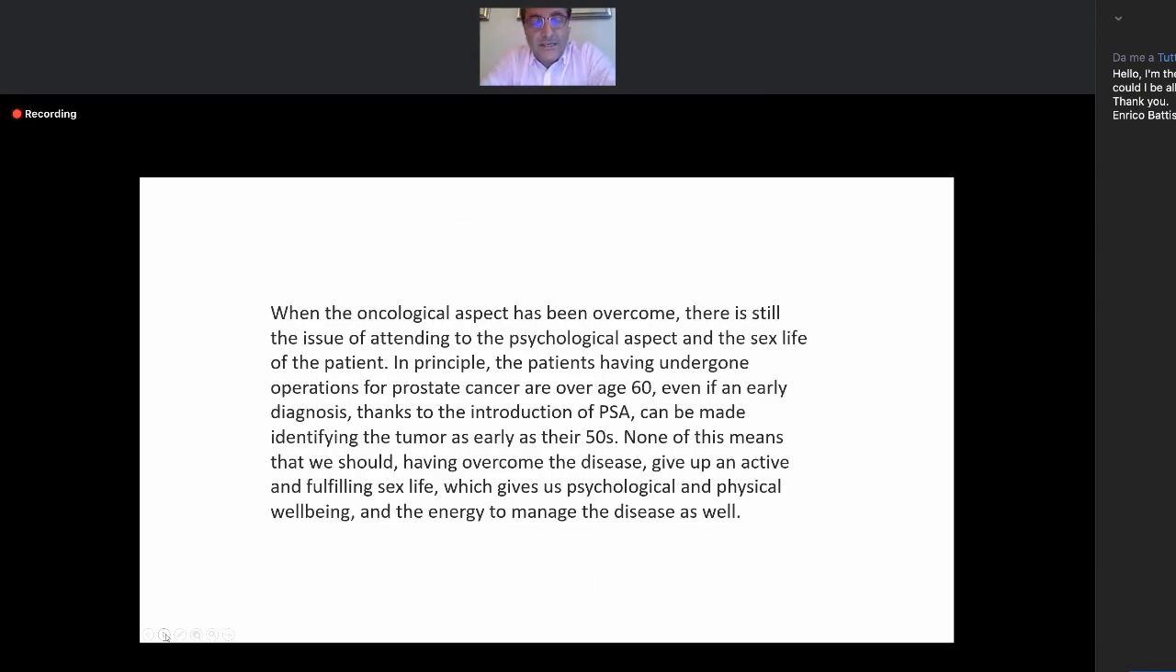This is very important. When the oncological aspect has been overcome, there is still the issue of attending to the psychological aspect and the sex life of the patient. In principle, the patients having undergone operation for prostate cancer are over age 60, even if an early diagnosis, thanks to the introduction of PSA, can be made, identifying the tumor as early as their 50s. None of these men, having overcome the disease, should give up an active and fulfilling sex life, which gives us psychological and physical well-being and the energy to manage the disease as well.